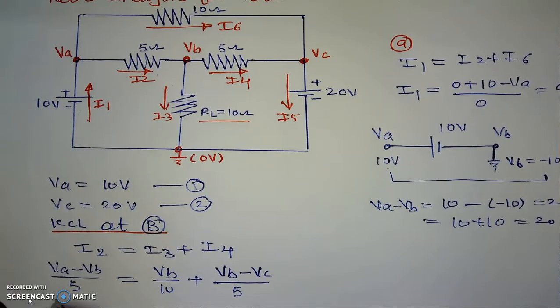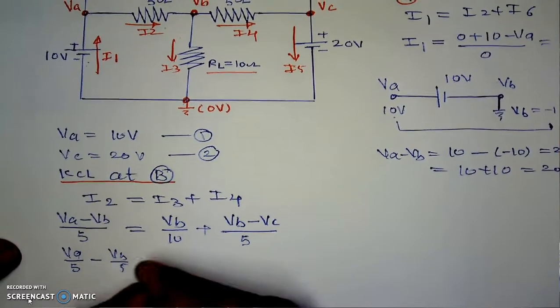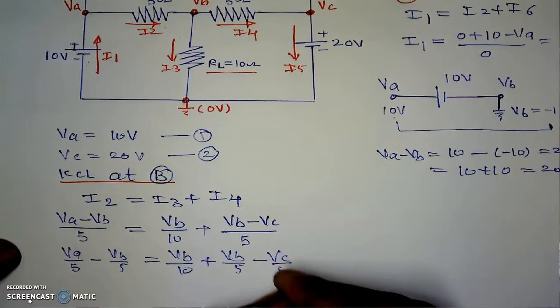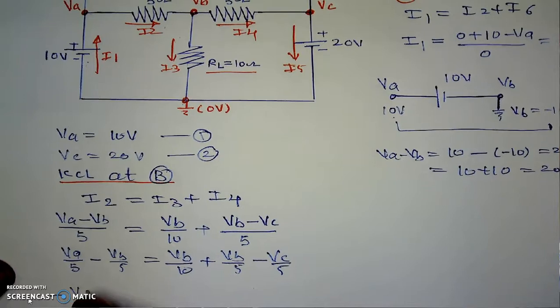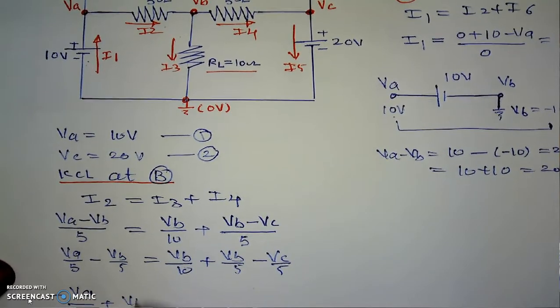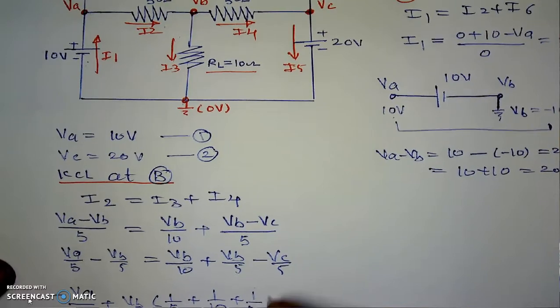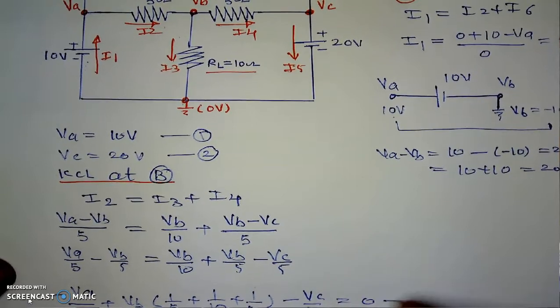Now here we can simplify this equation, which is something like this. If we are simplifying this equation, this is VA upon 5 minus VB upon 5, which is equal to VB upon 10 plus VB upon 5 minus VC upon 5. If we are shifting VB to the other side, the equation will be minus VA upon 5, then plus VB taken as common, which is 1 upon 5 plus 1 upon 10 plus 1 upon 5, then minus VC upon 5, which is equal to 0. This is the third equation.